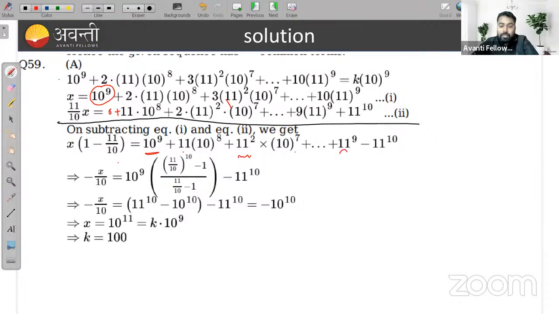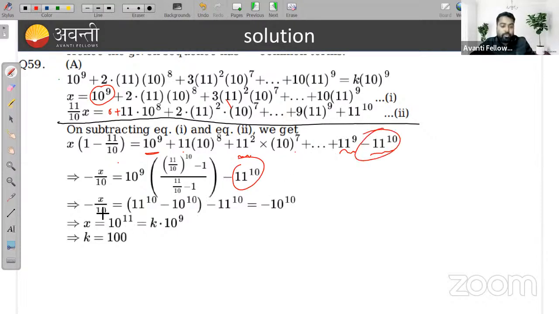And from here also, last 10 to the power 9 minus 11 to the power 10. So you can observe here, the right hand side is a GP, geometric progression, with the common ratio 11 by 10, and the first term is 10 to the power 9. So to find the sum of GP, the formula is a into r to the power n minus 1 upon r minus 1. So 10 to the power 9 into (11 by 10) to the power 10 minus 1 upon 11 by 10 minus 1, minus 11 to the power 10.